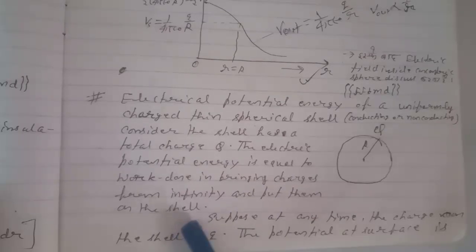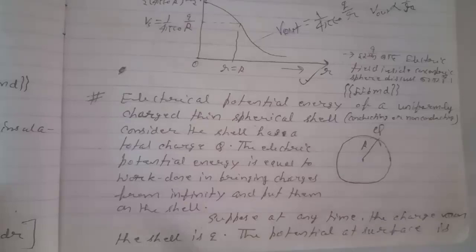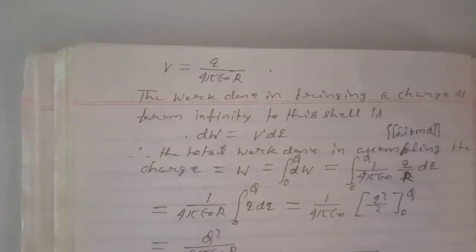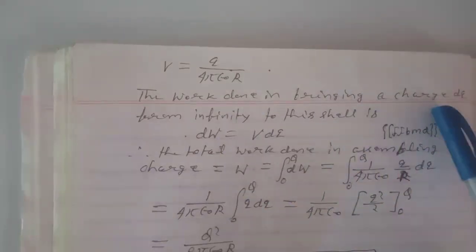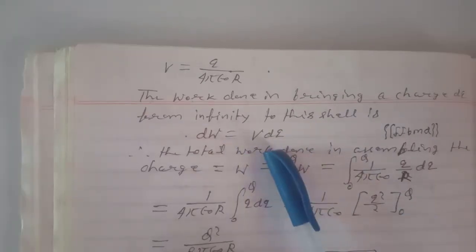the shell. Suppose at any time the charge on the shell is q, the potential at the surface is V equal to q by 4 pi epsilon naught R. The work done bringing a charge dq from infinity to this shell is dW equal to V into dq.